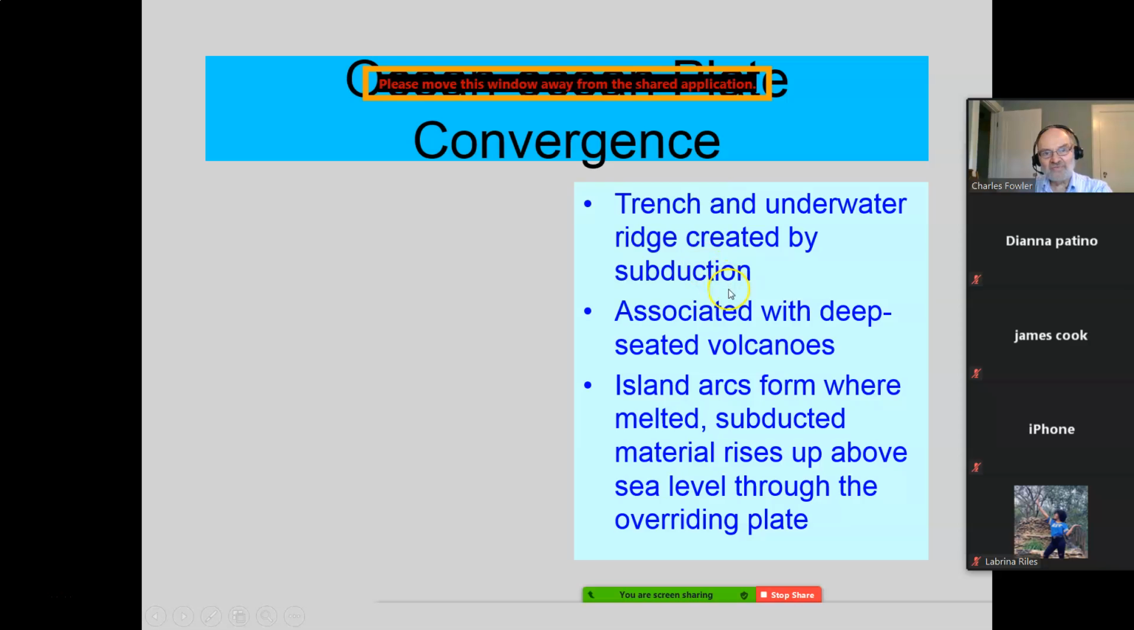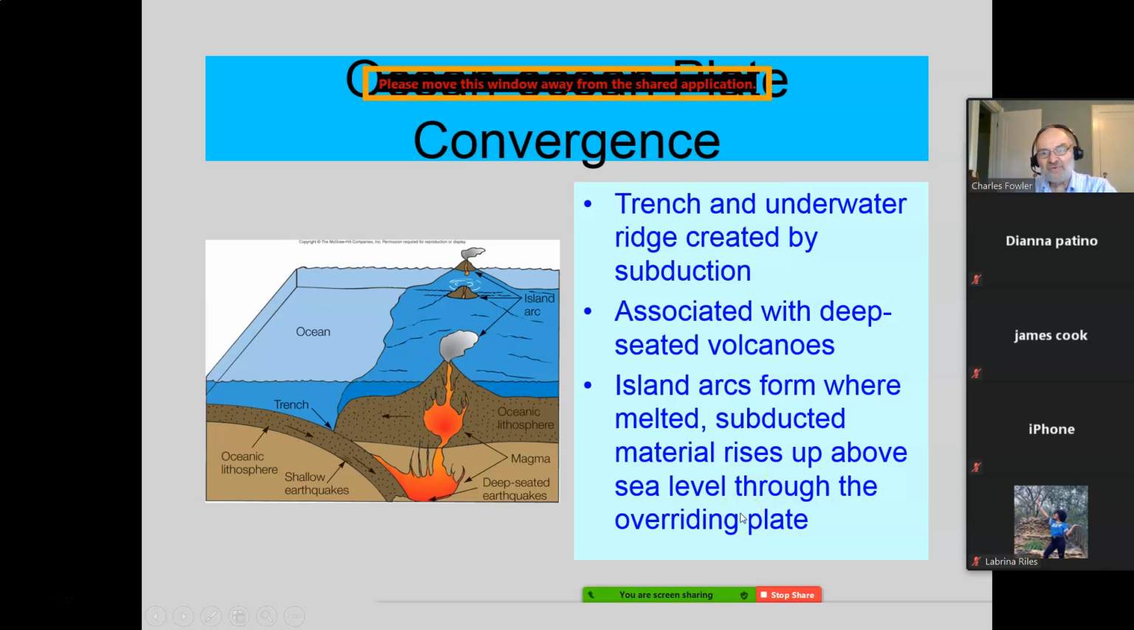ocean plate convergence. Associated with, again, very deep-seated volcanoes that happen way underneath the surface, and those volcanic eruptions, if they ever break the surface, form these island arcs where the melted subducted material rises up above sea level through the overriding plate. Here's the illustration of that. The oceanic plate that subducts under the other oceanic plate goes down into the magma here underneath this plate.